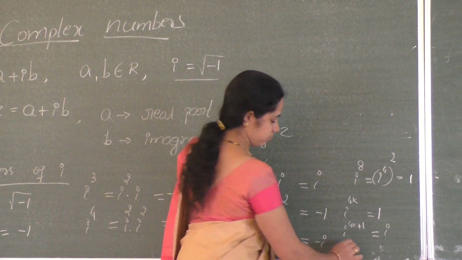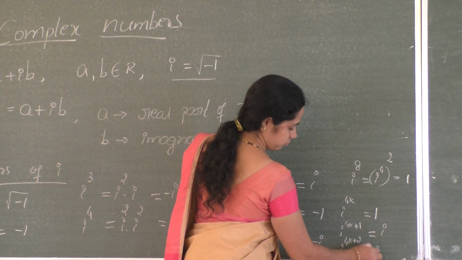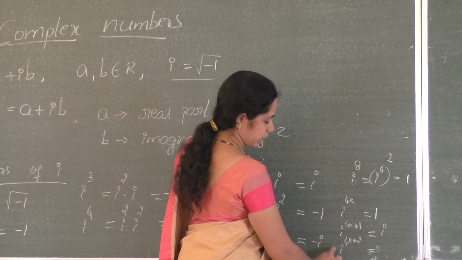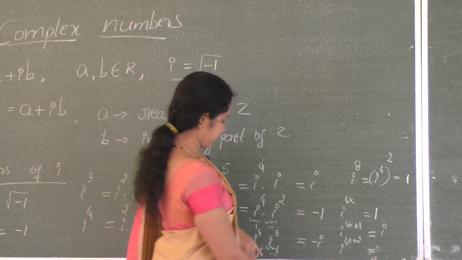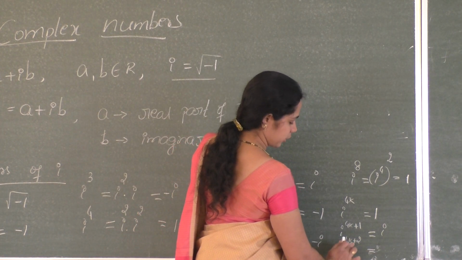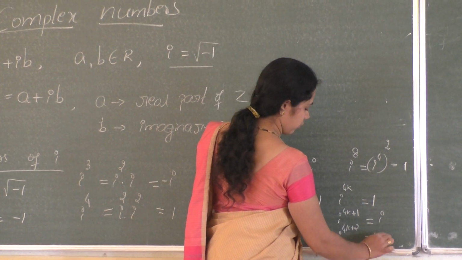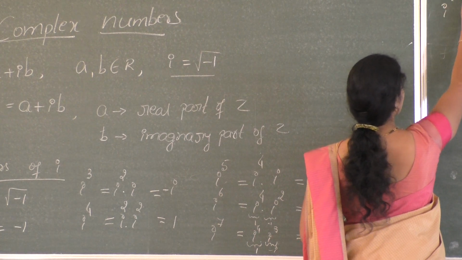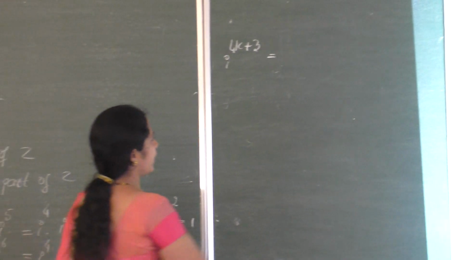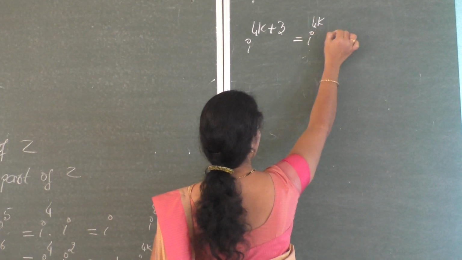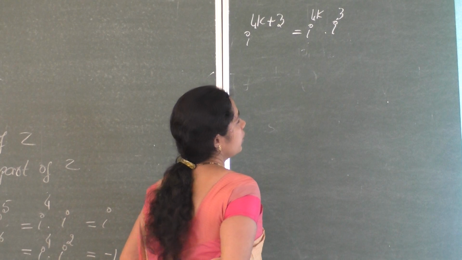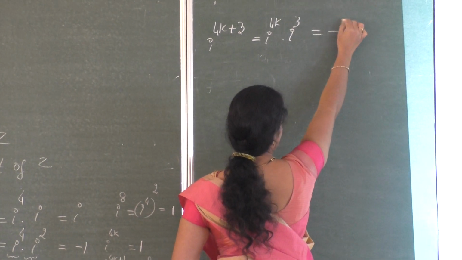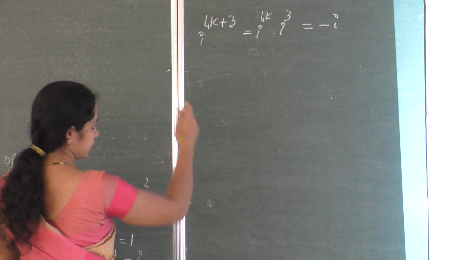Now i to the power 4k plus 2 can be written as i to the power 4k into i square. i to the power 4k is 1, and i square value is -1. So i to the power 4k plus 2 is always -1. Next one is i to the power 4k plus 3. It can be written as i to the power 4k into i cube. i to the power 4k is 1 and i cube is minus i, so the value is minus i. Next one is repeating here.